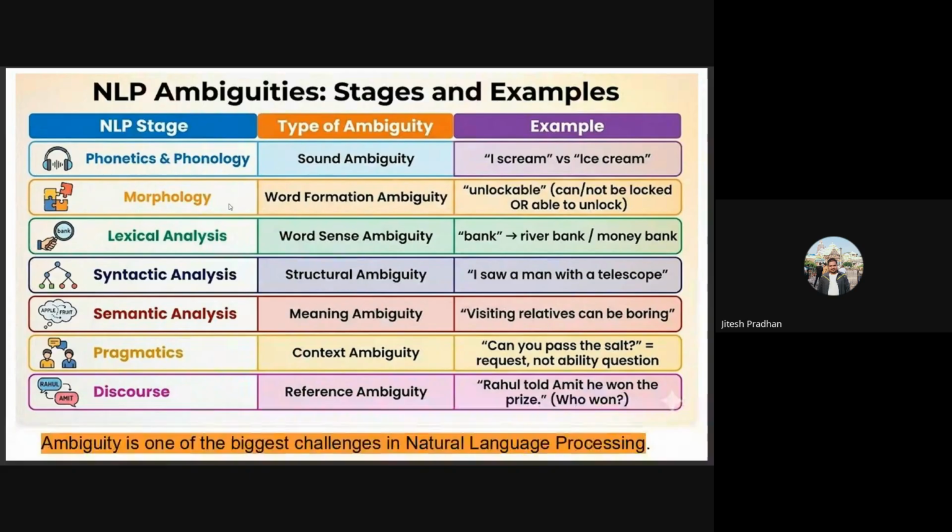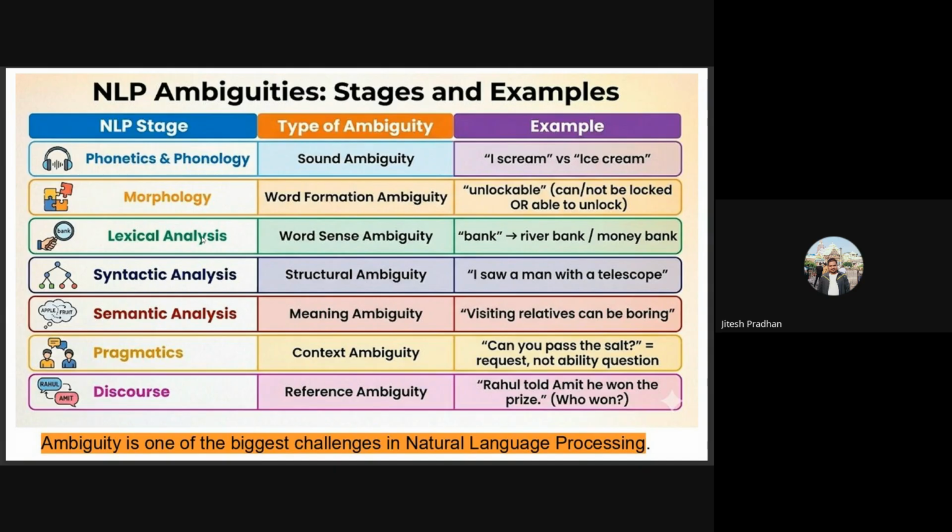Now, second, that is morphology. Morphology deals with word formation and its structure. We will discuss morphology in great detail. So word formation ambiguity is there. Look here: unlockable. It can mean cannot be locked, or able to be unlocked. We can write it either way. These are word formation ambiguities, how we can form the words.